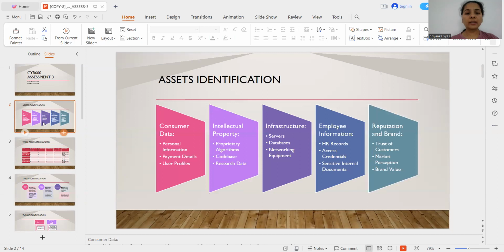Here the asset identifications are given. First, consumer data: personal information, payment details, and user profiles. Second is intellectual property: proprietary algorithms, code base, and research data. Third is infrastructure: servers, databases, and network equipment. Fourth is employee information: HR records, access credentials, and sensitive internal documents. And last is reputation and brand: trust of customers, market perception, and brand values.